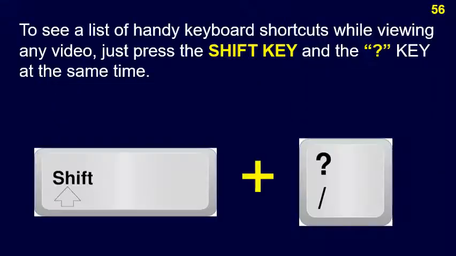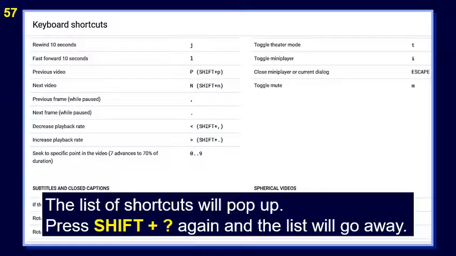To see a list of handy keyboard shortcuts while viewing any video, just press the Shift key and the question mark key at the same time. The list of shortcuts will pop up. Press Shift and the question mark key again, and the list will go away.